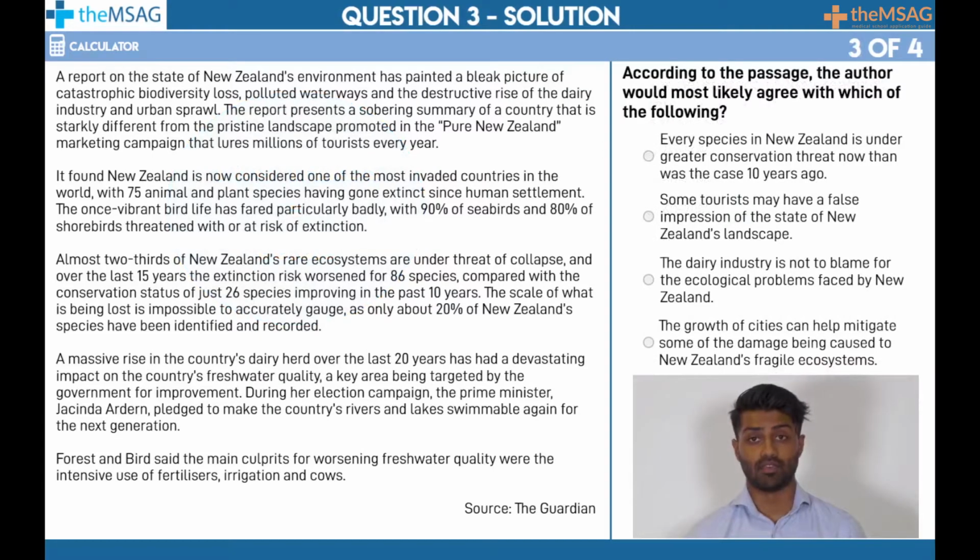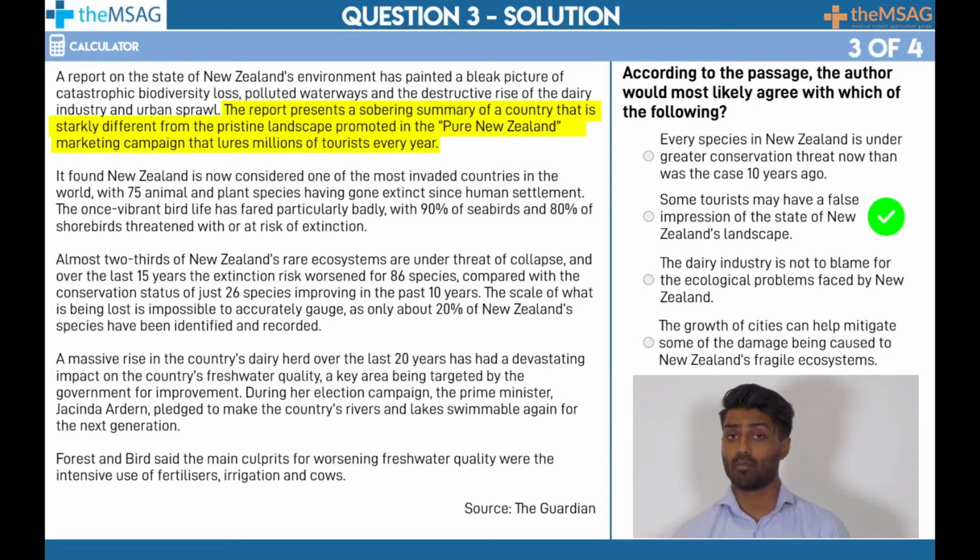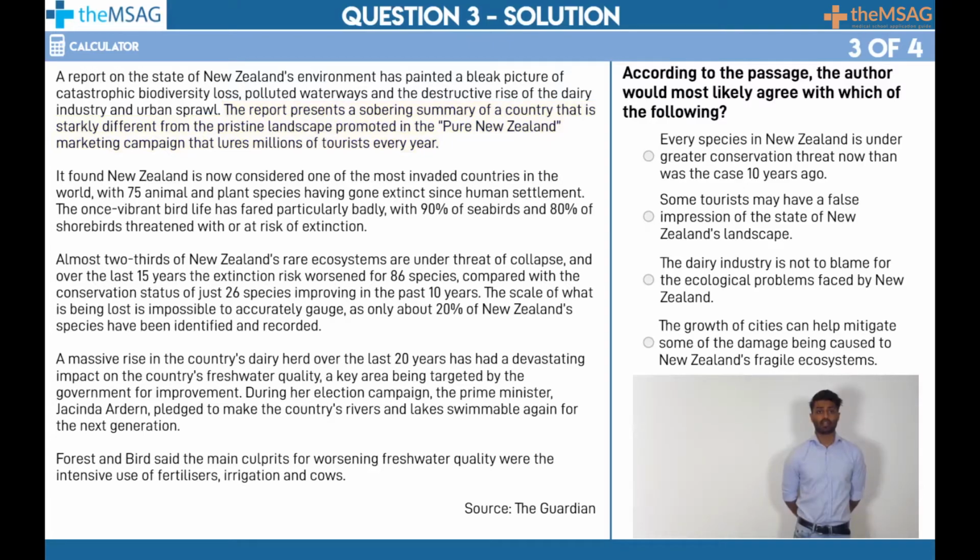The answer is B. Some tourists may have a false impression of the state of New Zealand's landscape. This can be proven in the first paragraph, as the text states, "The report presents a sobering summary of a country that is starkly different from the pristine landscape promoted in the Pure New Zealand marketing campaign that lures millions of tourists every year." Let's think about why the answer cannot be one of the other options.